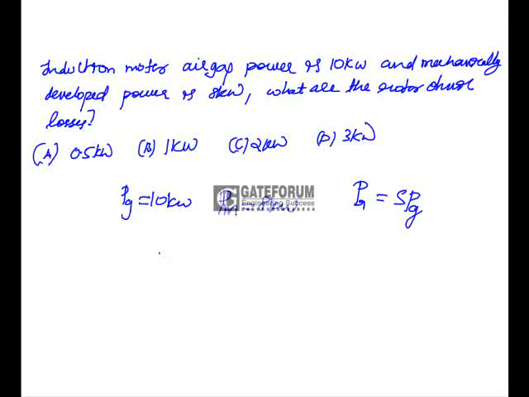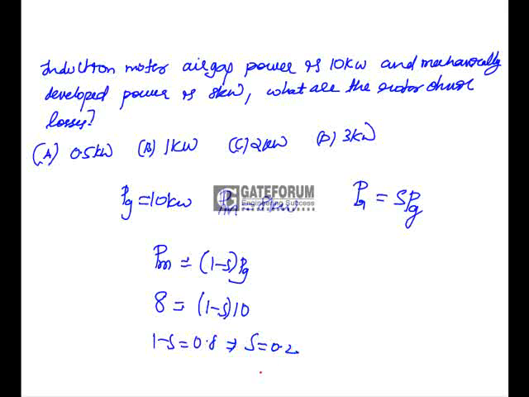The relation between mechanically developed power and air gap power is PM is equal to 1 minus S times of PG. PM value is given as 8. So this is 1 minus S times of PG is equal to 10. So 1 minus S is equal to 0.8. Slip is equal to 0.2. So what is rotor ohmic losses here? PR is equal to 0.2 into air gap power, that is 10, which is equal to 2 kilowatt. So option C is the correct answer.